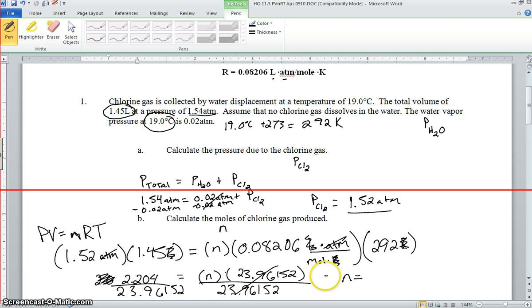We find that n equals 2.204 divided by 23.96152. n equals 0.091980892, and that was moles. Oh, please tell me you were yelling at the screen. We need sig figs. Go back to the original problem. We had 3, 3, 4, 3. Looks like we're keeping 3. Our first 3 sig figs are here. The 8 is going to round the 9 up, which bumps up our 1. This is going to equal 0.0920 moles of chlorine gas produced.